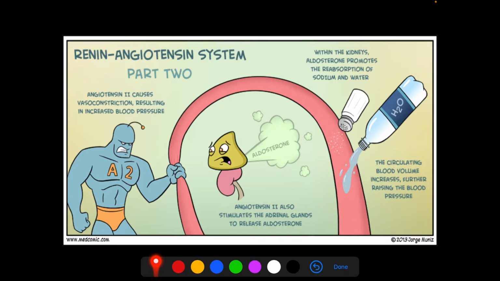So it will stimulate the adrenal glands, particularly the adrenal cortex, the zona glomerulosa, to release or to produce aldosterone. And now aldosterone will reabsorb sodium, and together with that is also the reabsorption of water. So now the blood volume increases and also the blood pressure is regulated.